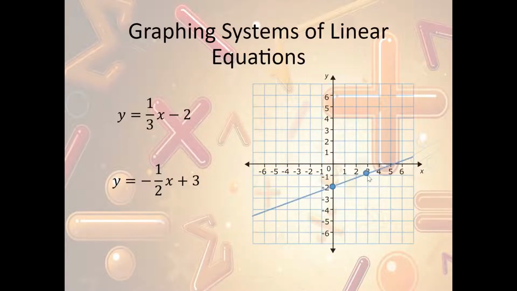Just like we did earlier, that's the same thing we're going to do now. We're just going to plot the second line on the same graph. My y-intercept for this one is 3, so I'm going to go up 3 and plot my point. And my slope is -1/2, so I'm going to go down 1, to the right 2, and connect the dots. Notice now I have a point where they intersect, which is right there. That is considered the solution to the system of equations.